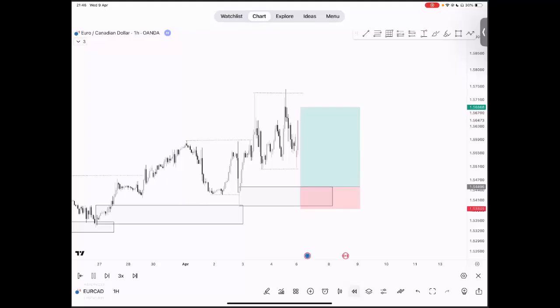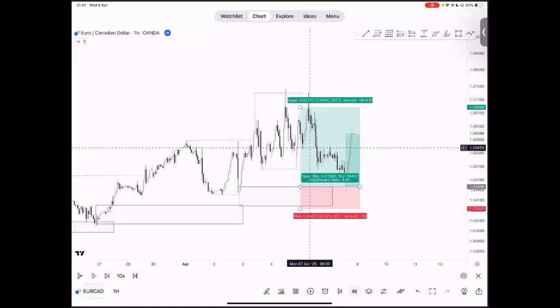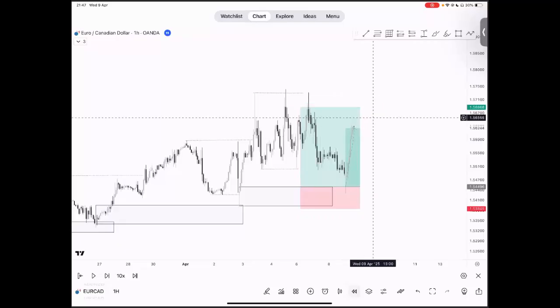And then let's play price and see what price does as it approaches the point of interest. Let me make this a bit faster. Now you can see price trying to approach the point of interest. And then at this point, price has triggered the POI. And you can see price has triggered the POI straight to the upside.